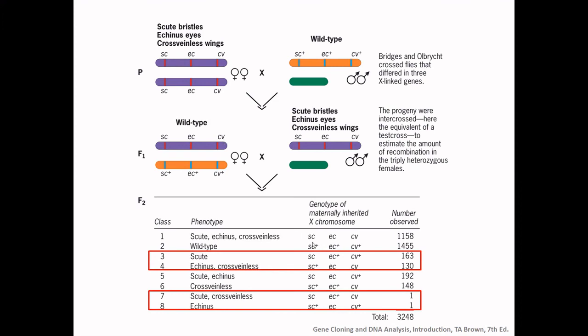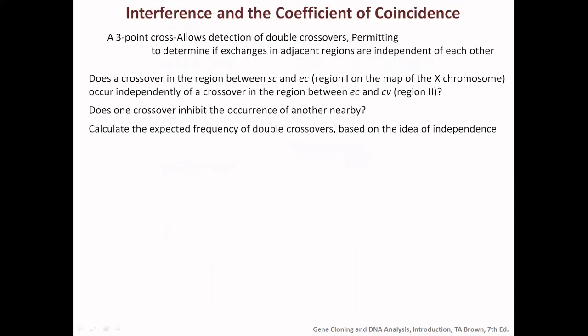Similarly, between the EC and CV, you can see this is EC and CV, this is EC and CV. So these are the crossover products between the EC and the CV. From this we can calculate the recombination frequency between the scute bristles and the echinus, and between the echinus and the crossveinless wings, the genes among these.